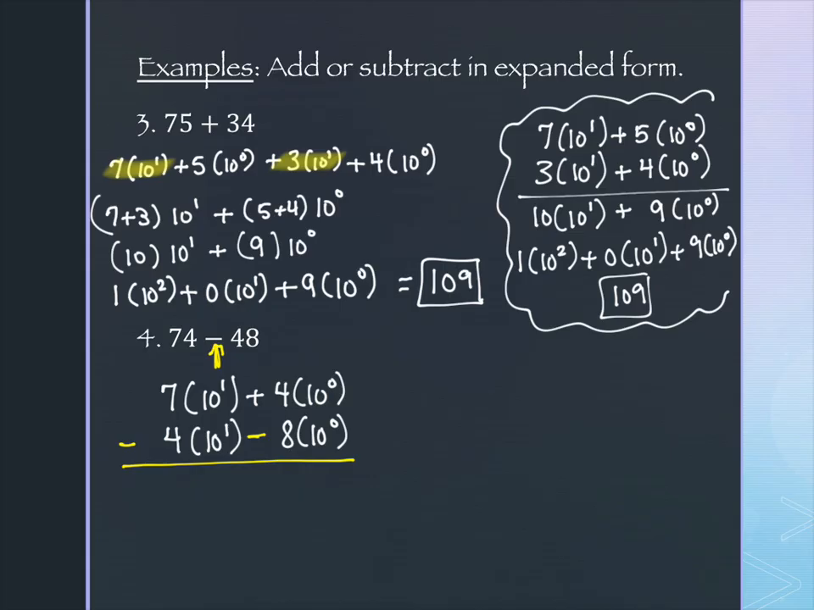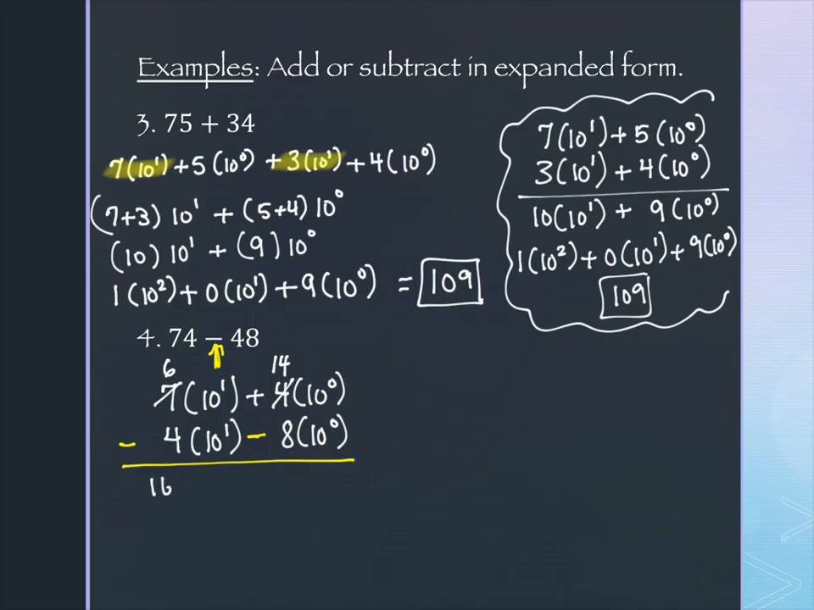So what we would do in our standard algorithm is something called borrowing. That's what we've typically called it. More contemporarily, people like to call it regrouping, which is fine too. It's the same thing. But we take one of these tens and we actually turn it into 10 ones, right? So this is going to leave me with 6 tens. And if I have 10 ones plus the 4 ones, I get 14 ones.